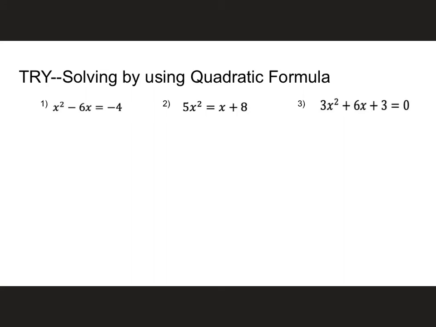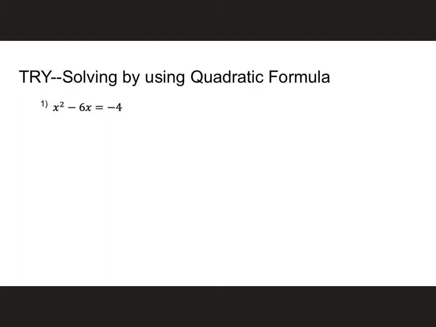Right now, what I'd like you to do is pause the video and try to do the quadratic formula with these 3 problems, and then we'll go over the answers momentarily. So again, that quadratic formula, x is equal to the opposite of b plus or minus the square root of b squared minus 4ac all over 2a. Say it about 100 times so that you memorize it.